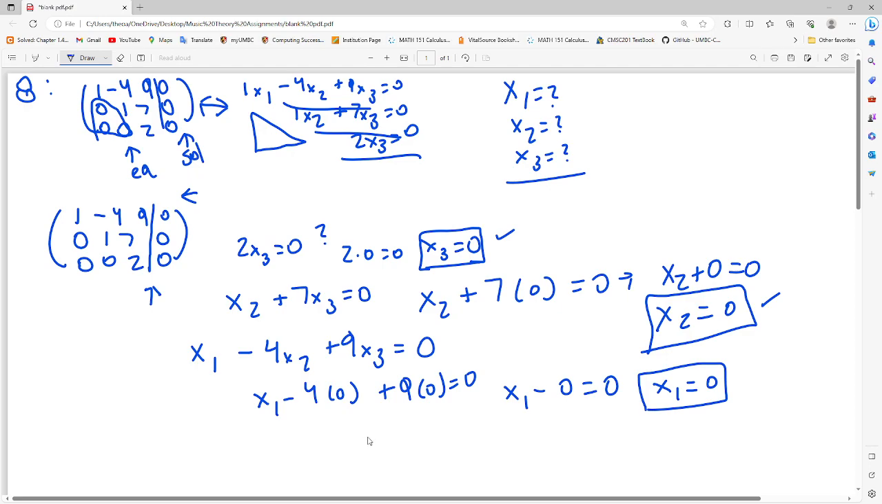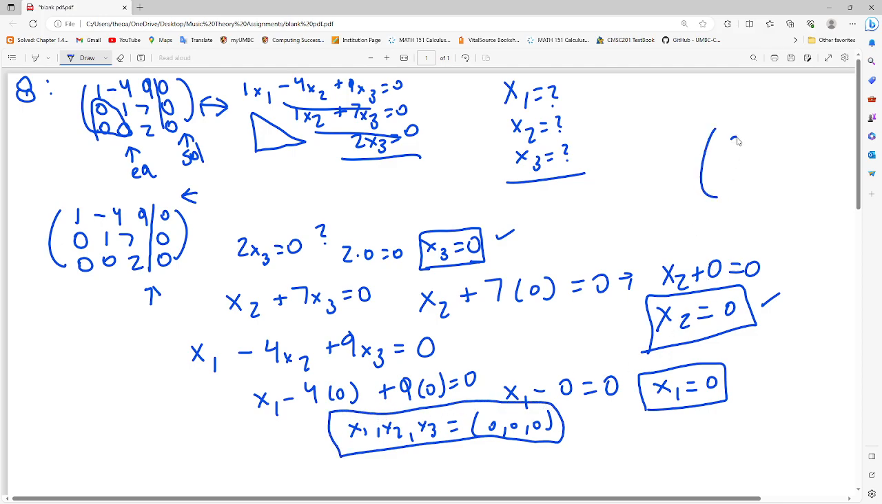Meaning you have x1, x2, x3 equals 0, 0, 0. And that's the solution to your problem. You can also write this as a vector like this, but I like to write it like this. This you won't get wrong. So that's question 8.